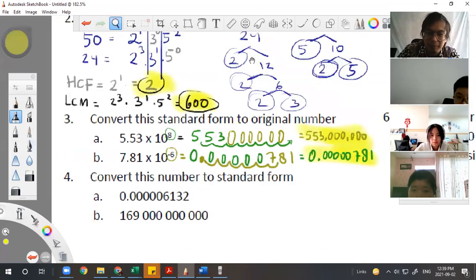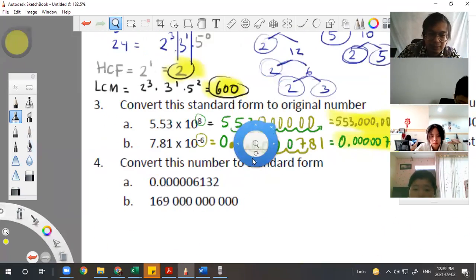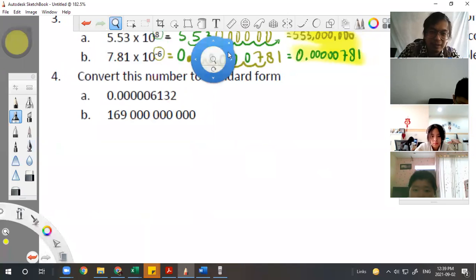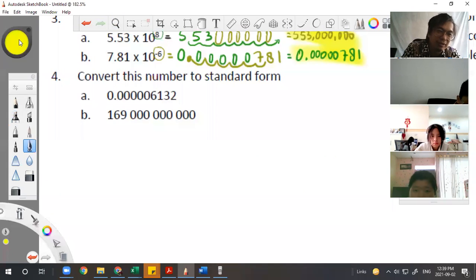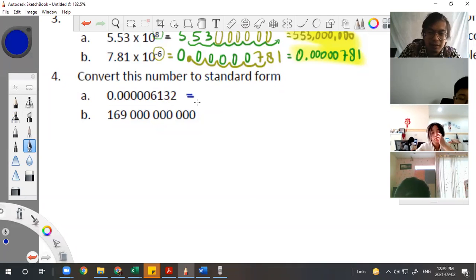Okay, for A and for B. Now, number 4. Convert to standard form or scientific notation. How do you convert this number? Anyone wants to try? Kimi, how can you do this? What's your answer?